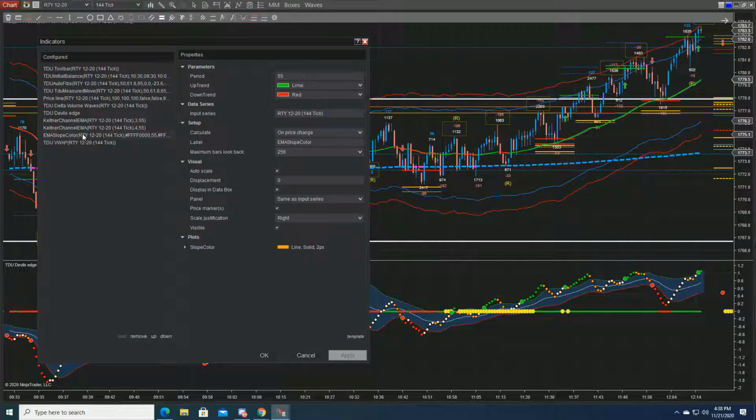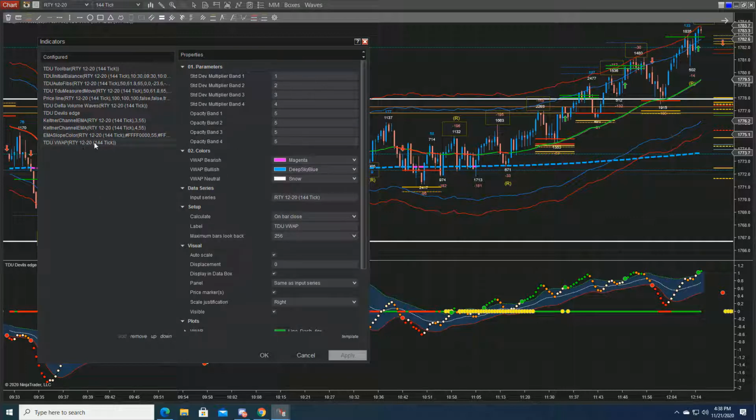Again, a premium indicator, 2 native indicators to Ninja, 2 Keltner channels, an EMA slope. I can't remember if that's native to Ninja or not, but if not, you can find it on the Ninja ecosystem. It's just an EMA, but it colors it based on the slope of the market. And then again, this is our VWAP indicator. Another, I would tell you, it's mandatory to have on your chart.